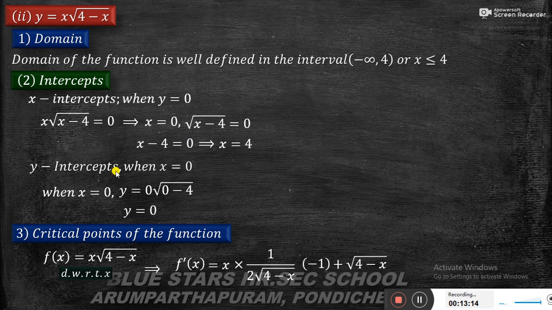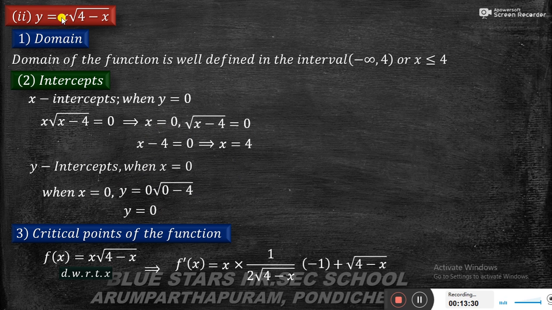Therefore for the y-intercept, we find at the two values, x equals 0 and 4. So the first value, I take x equals 0 and substitute in the y equation.